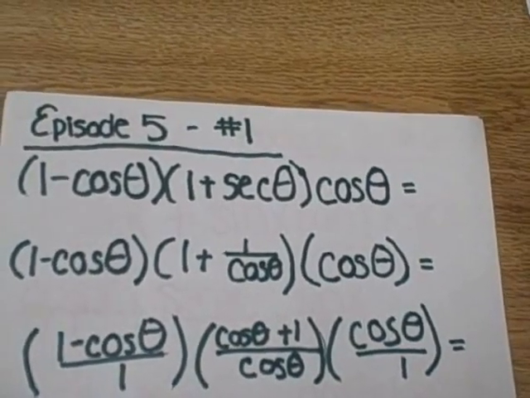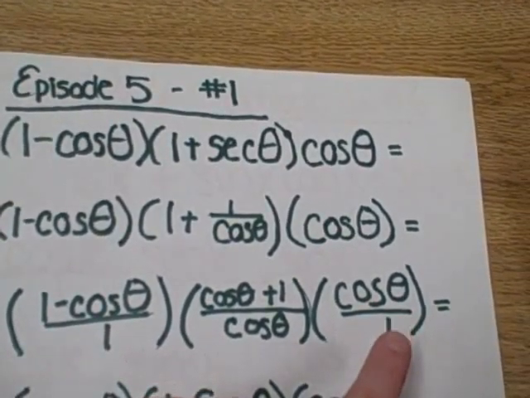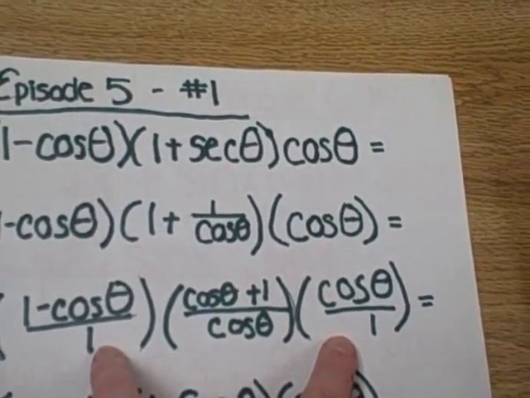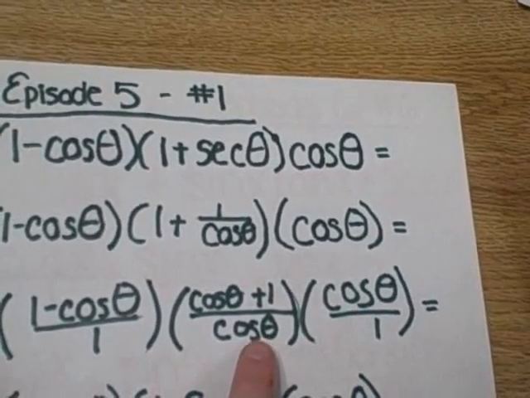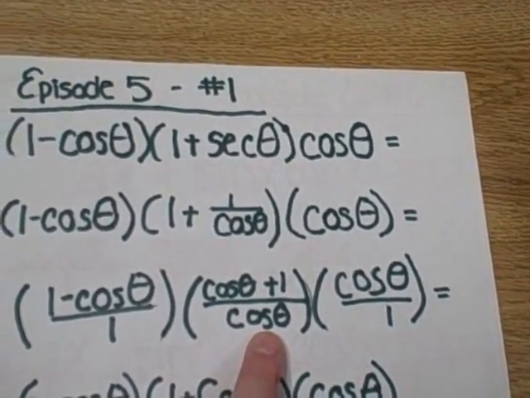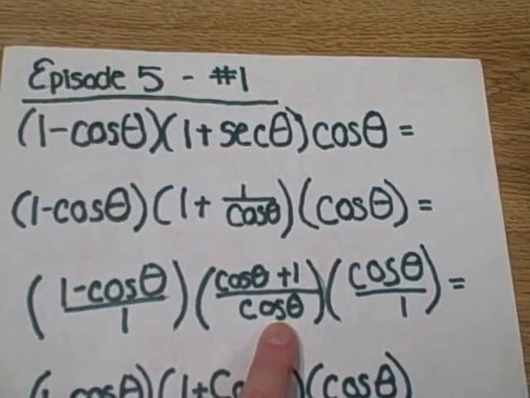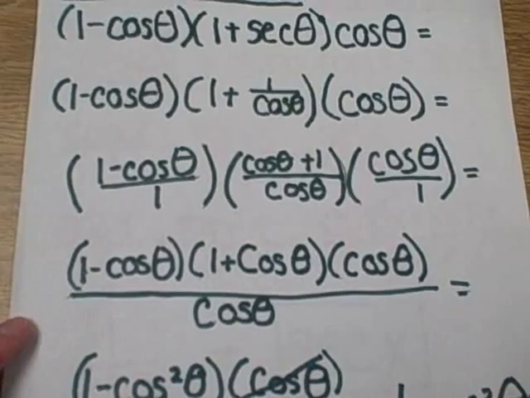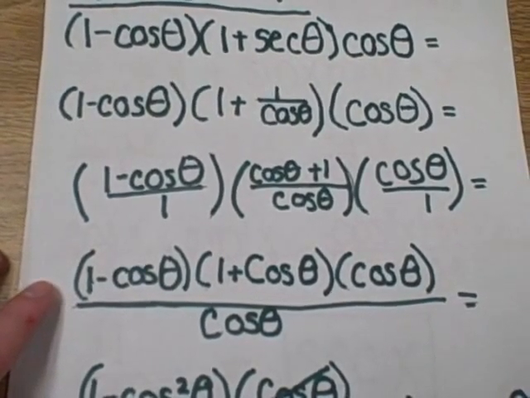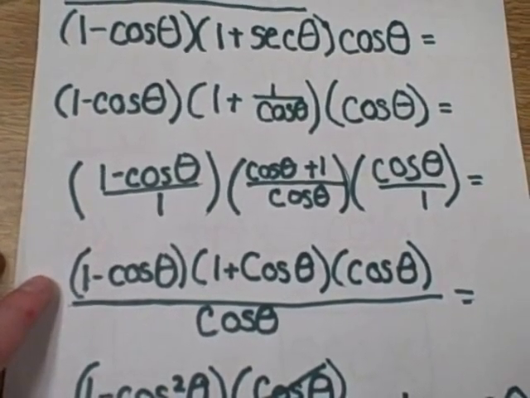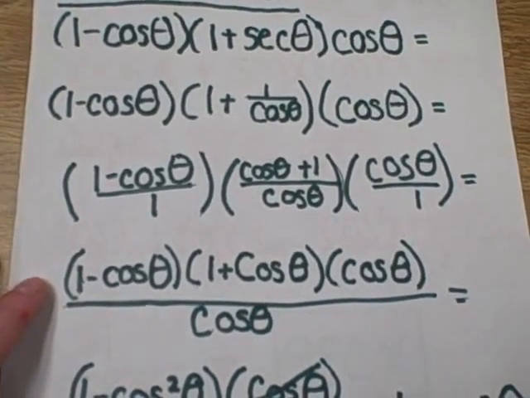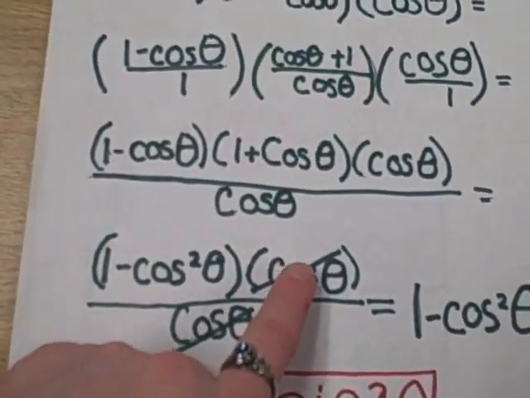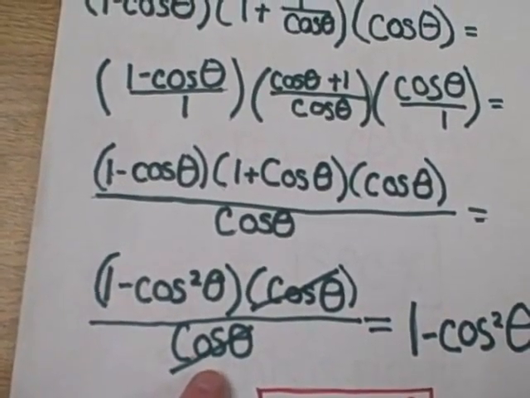Now you have to make fractions out of things, and you have to put the 1 minus cosine theta and the cosine theta over 1. You have to find a common denominator for 1 plus 1 over cosine theta. And when you do that, you have cosine theta plus 1 over cosine theta. Now you have 1 minus cosine theta times 1 plus cosine theta times cosine theta over cosine theta. You see that you have a cosine theta on the top and bottom, so they can be canceled out.